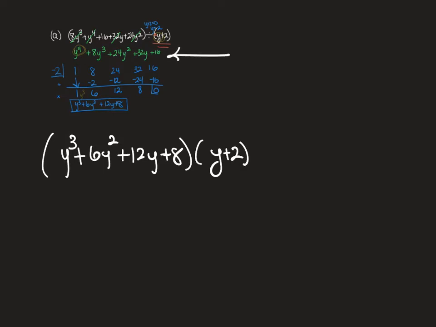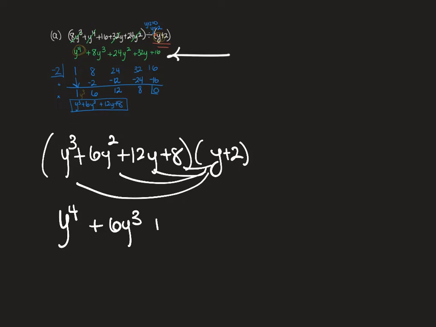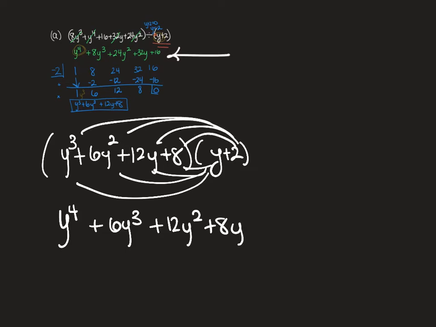So here we go. I'm going to take the y and send it to everyone. So y times y cubed is y to the 4th. Y times 6y squared is 6y cubed. Y times 12y is 12y squared. Y times 8 is an 8y. And then you have to do the same thing with the 2. The 2 has to go to everyone. So plus 2y cubed plus 12y squared plus 24y plus 16.